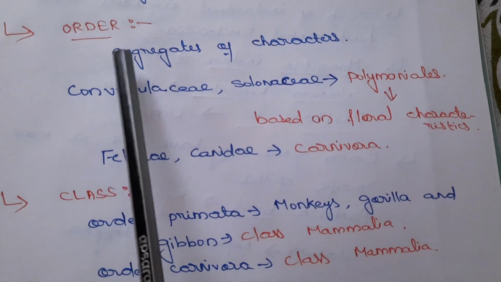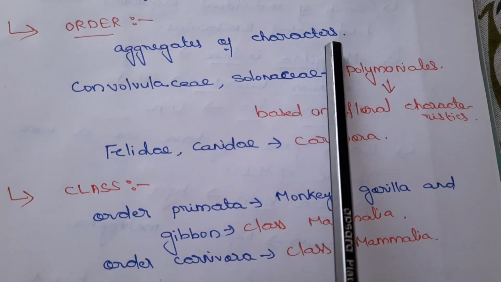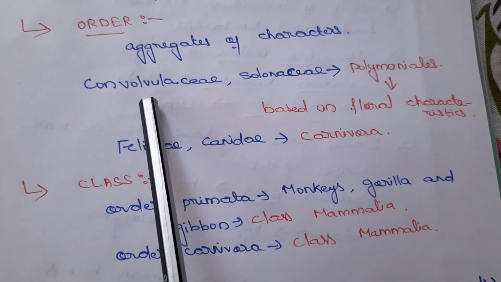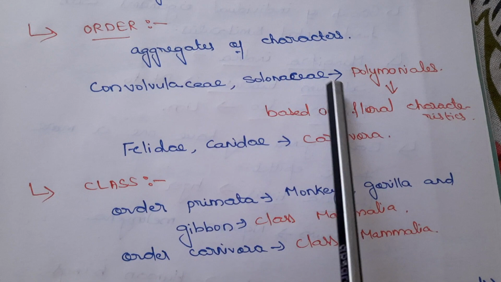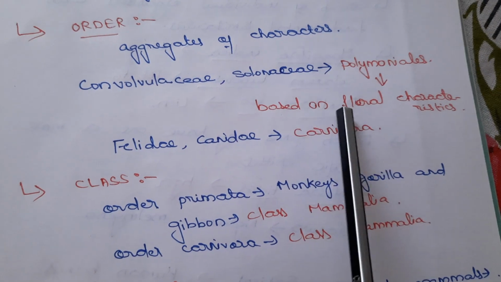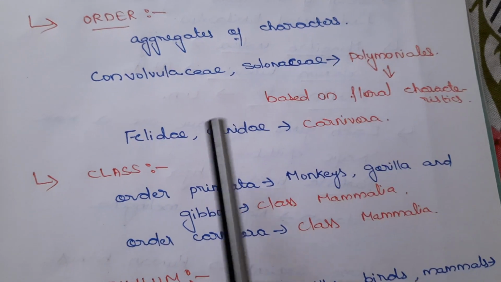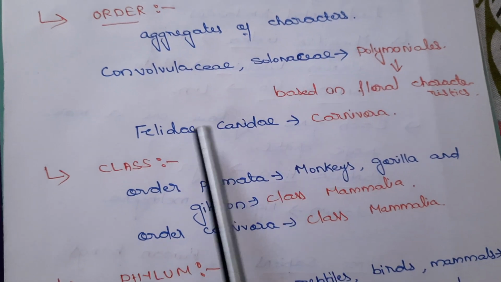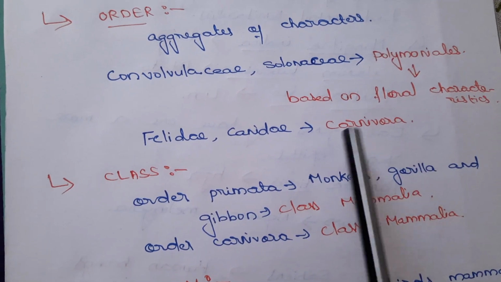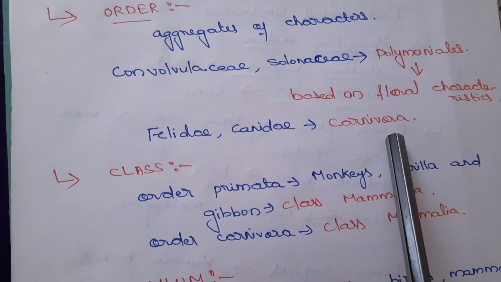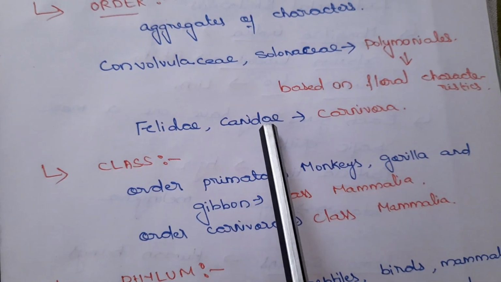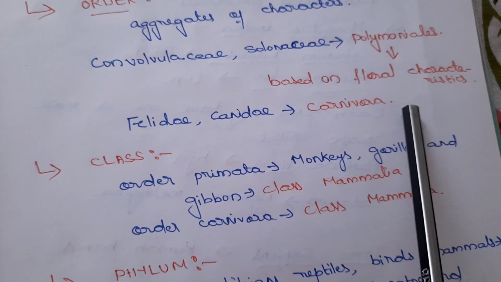Now come to order. Order indicates an aggregate of characters. Convolvulaceae and Solanaceae come under the order name Polymoniales, and it is based on floral characteristics. Felidae and Canidae, these two families, come under the order known as Carnivora. So we know what carnivores and omnivores are. Carnivores are those that feed on meat for food. So Felidae, the cat family, and the dog family come under the order known as Carnivora.